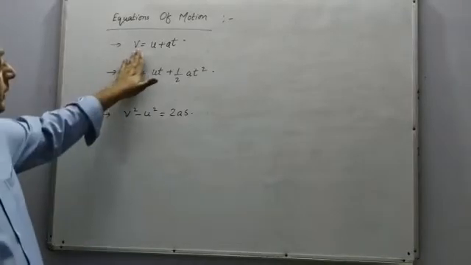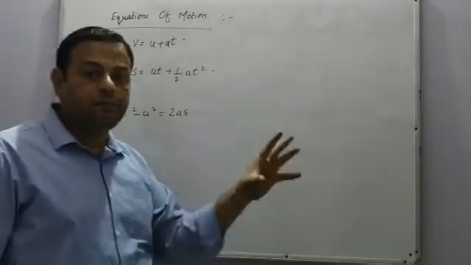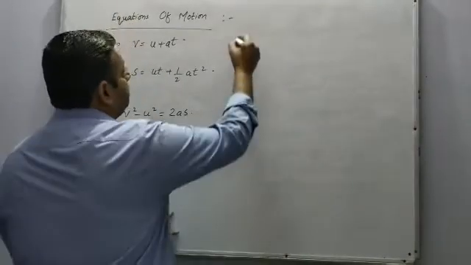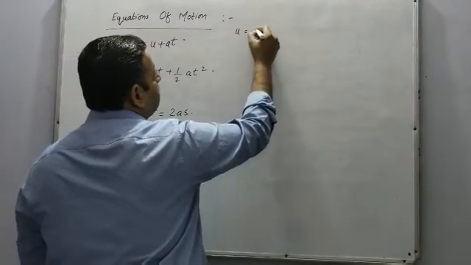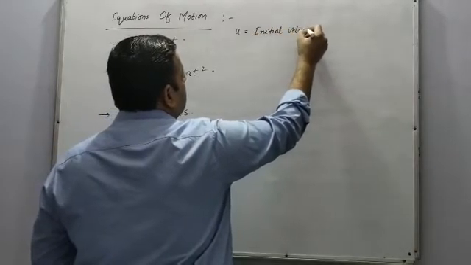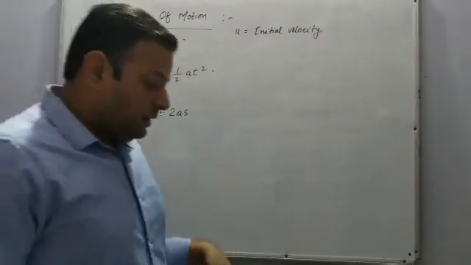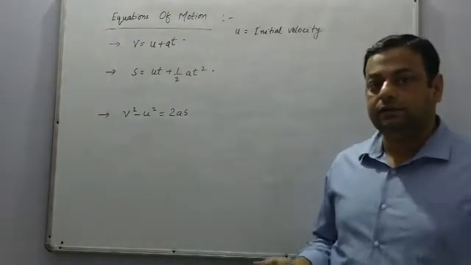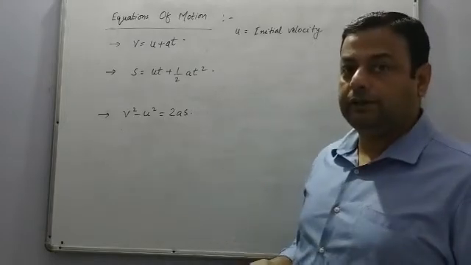Now what are these V, U, A, T, S? These are called the variables used in the equation. Now what are these variables? U means initial velocity during the journey. Suppose a man started from rest. It means his initial velocity was 0 meter per second.